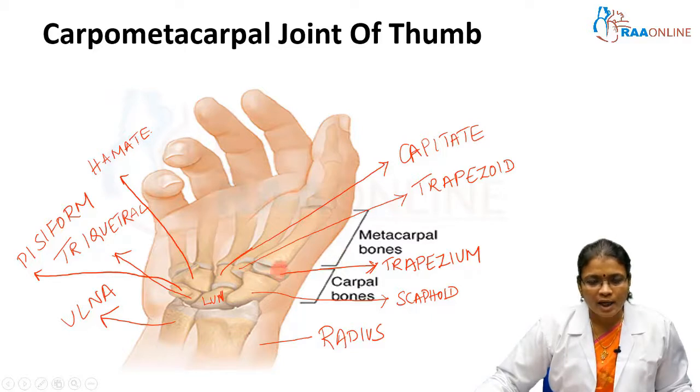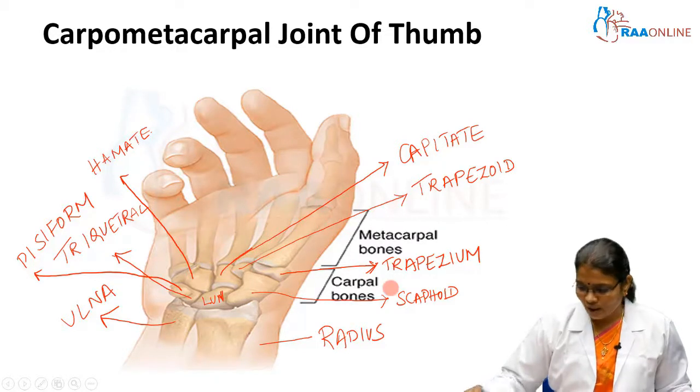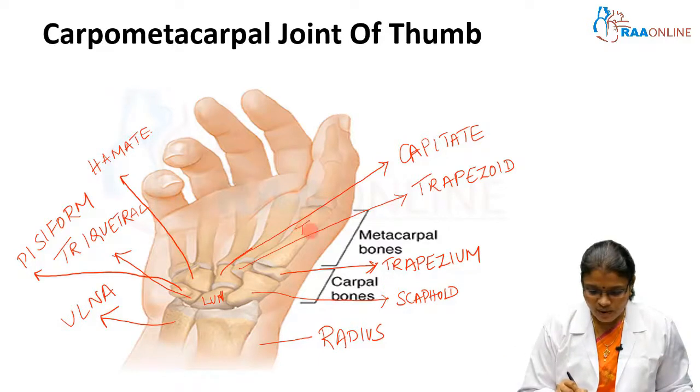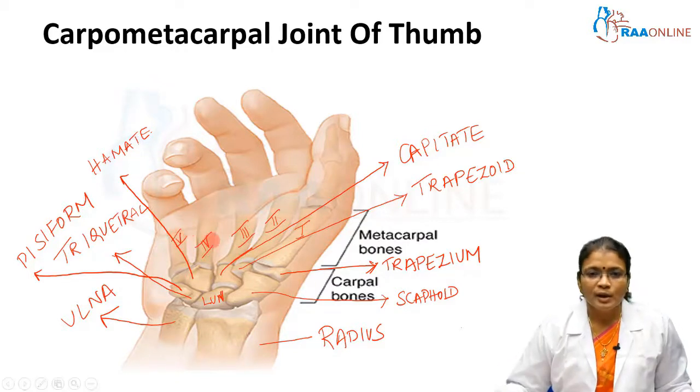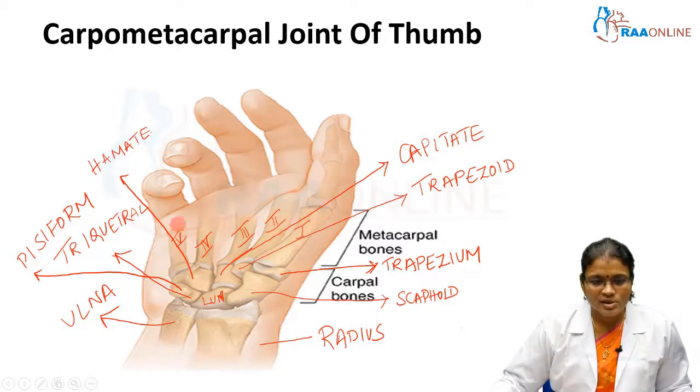And coming to the metacarpal bones, this is the first metacarpal, this one is the second metacarpal, third, fourth and fifth metacarpal. They are numbered from lateral to medial side. Now, our carpo-metacarpal joint of thumb is formed by the trapezium and the first metacarpal. So, carpo-metacarpal joint of thumb is nothing but articulation between the trapezium bone and the first metacarpal bone.